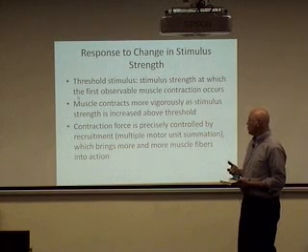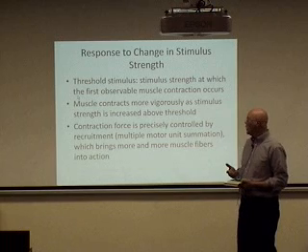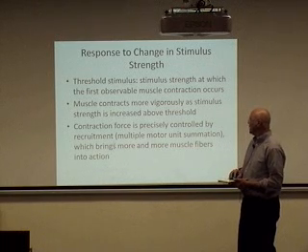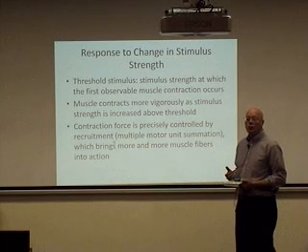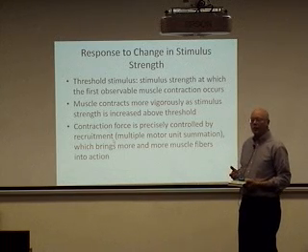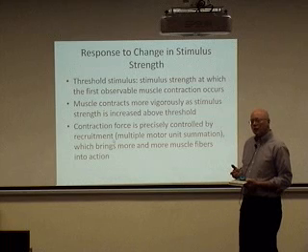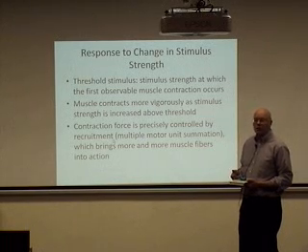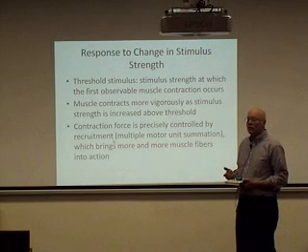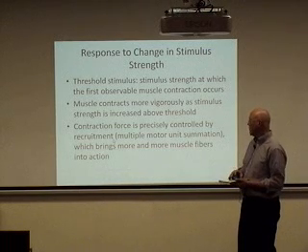And initially, there are two reasons that this will happen. One is that we'll have something called recruitment. And so as we increase the stimulus strength, we will recruit more motor units. And if you remember, motor units are motor neurons and the number of muscle fibers they stimulate. So the more motor units we recruit, the stronger the strength of the muscle contraction.